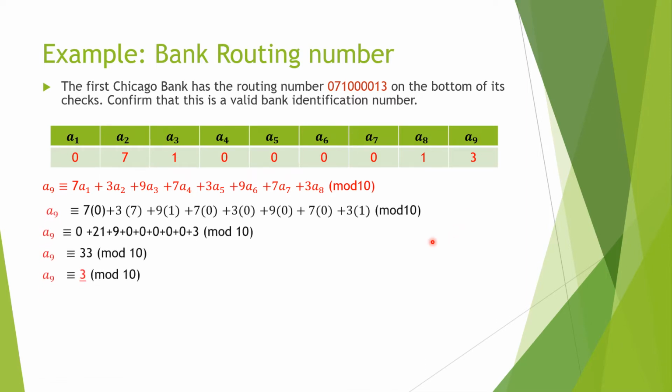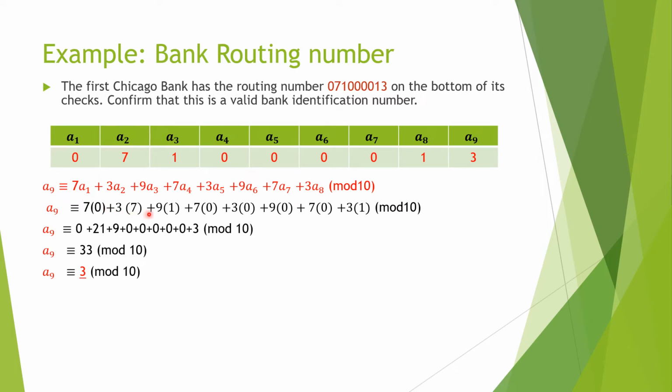So we have here 7 times 0 plus 3 times 7 plus 9 times 1 plus 7 times 0 plus 3 times 0 plus 9 times 0 plus 7 times 0 plus 3 times 1, modulo 10. Then perform the indicated operation. So we have 0 plus 21 plus 9 plus 0 plus 0 plus 0 plus 0 plus 3, modulo 10. Then add 21 plus 9 plus 3, which will become 33, then modulo 10.